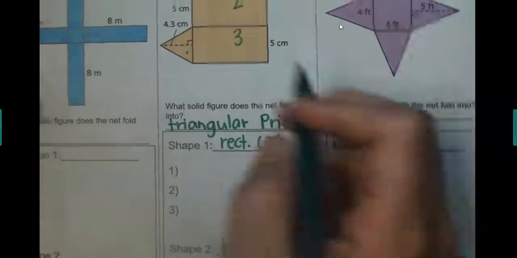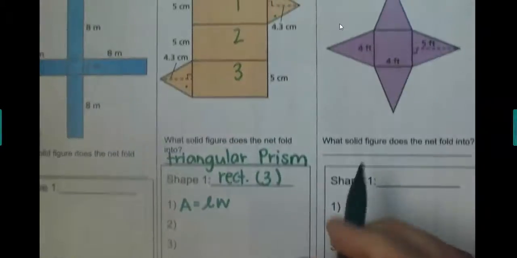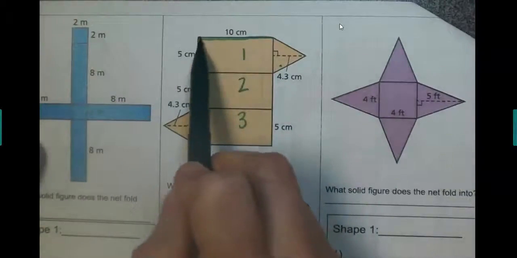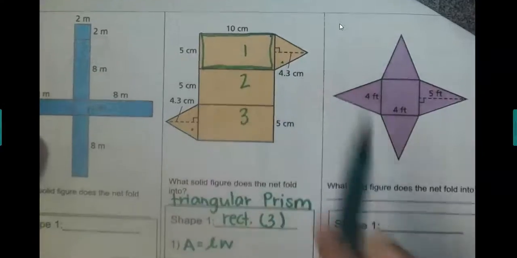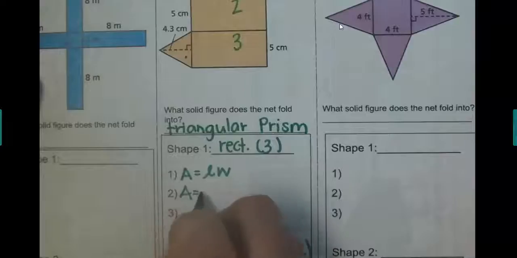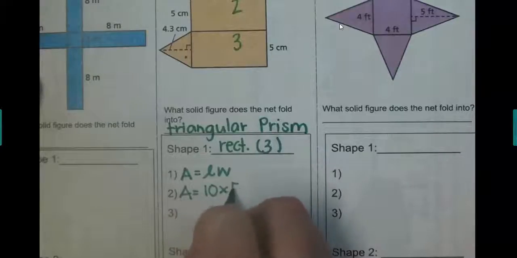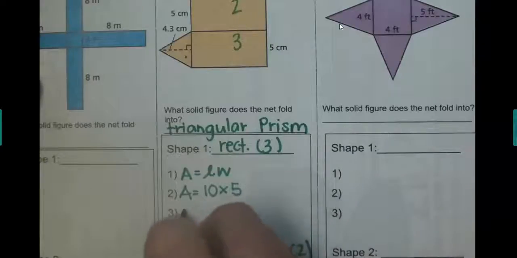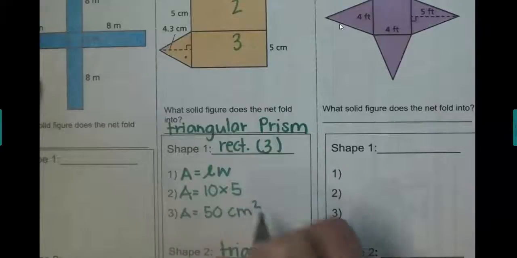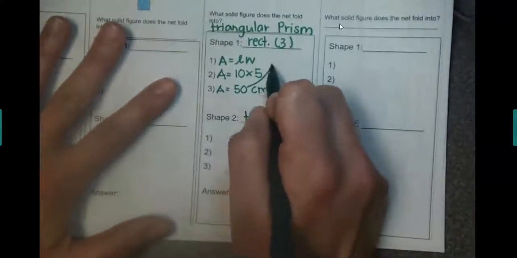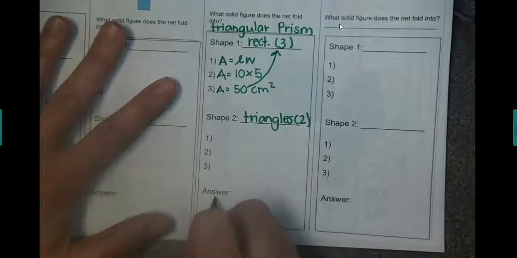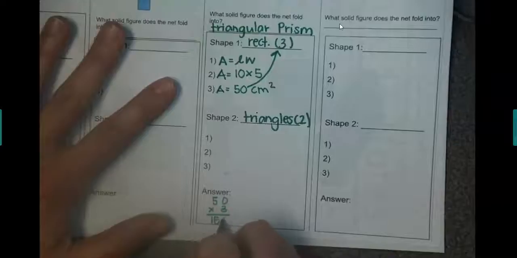To find the area of a rectangle, we have area equals length times width. If I look at my rectangle up here, I have 10 and 5. So area equals 10 times 5, which is 50. So area equals 50 centimeters squared. And I'm going to go down here at the bottom and take my 50 and multiply it by my 3 because there are 3 rectangles. 50 times 3 is 150.